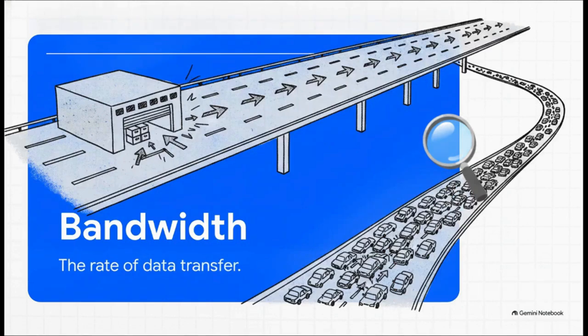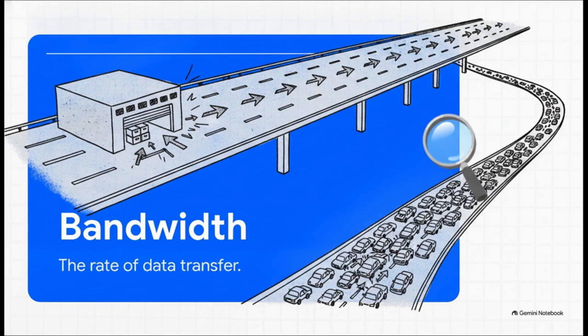But here's the critical follow-up question. What good is all that securely stored data if nobody can actually access it quickly? How exactly are we moving all that massive data around the network? Well, that is where bandwidth comes in. Bandwidth is the rate of data transfer.